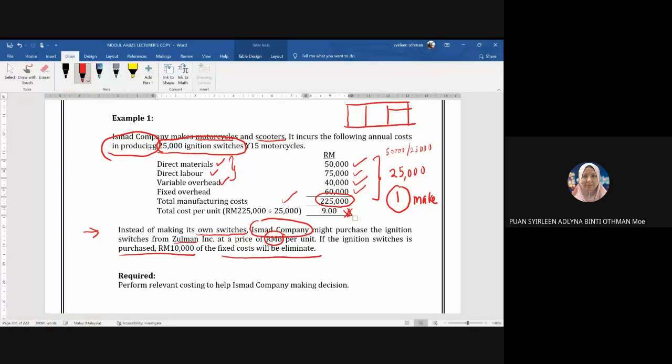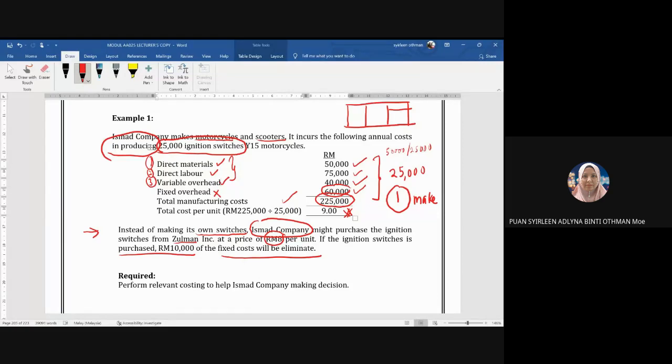Okay, how about fixed overhead? Okay, fixed overhead, kalau saya beli pun saya kena bayar. Kalau saya make pun, I still kena bayar. So my fixed cost is not relevant cost. So nanti bila saya buat pengiraan, I akan masukkan item 1, item 2 dan item 3 sahaja. Okay, sebab fixed overhead tetap akan ditanggung sama ada you buy ataupun you make.